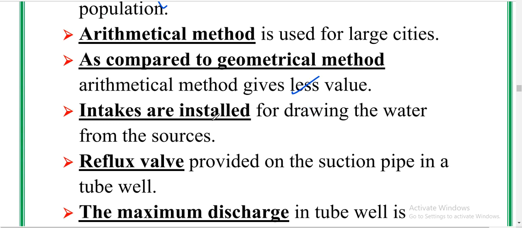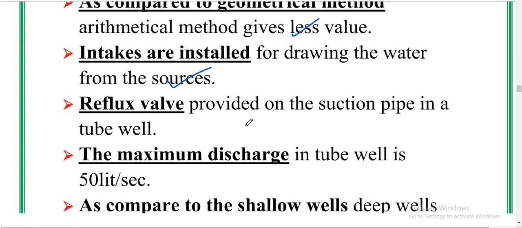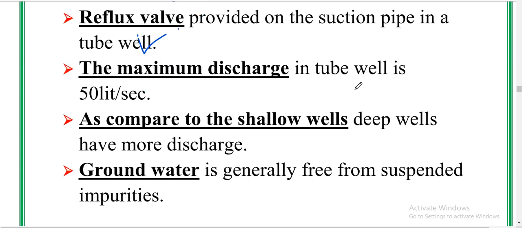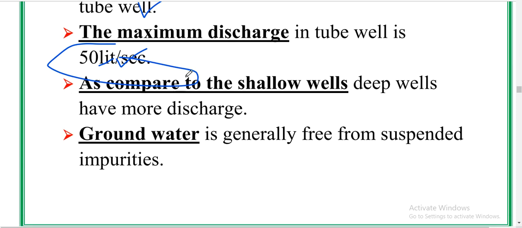Intakes are installed for drawing the water from the sources. Next, reflux valve is provided on the suction pipe in tube wells. The maximum discharge in tube wells is 50 liter per second. Maximum discharge of tube well is 50 liter per second. As compared to the shallow wells, deep wells have more discharge.